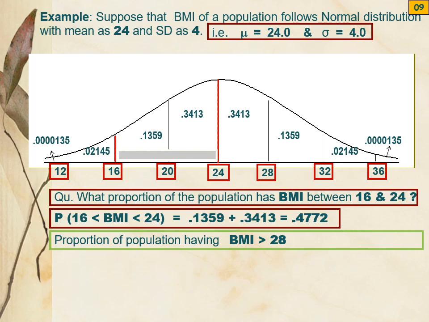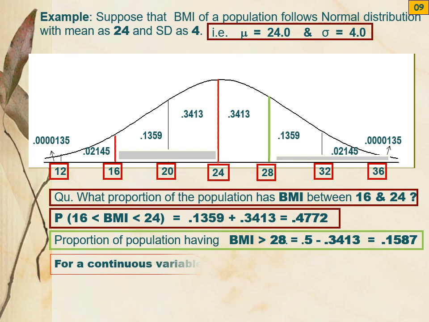28 is at 1 sigma distance on the right side, that is this perpendicular, the green one. You are interested in the area to the right of this perpendicular. Also, you can get it by subtraction. The total area to the left of 24 is 0.5, you know, and from 0.5 you subtract the area of 0.3413, so you will get the required area. That is, from 0.5 subtract 0.3413, you will get 0.1587.